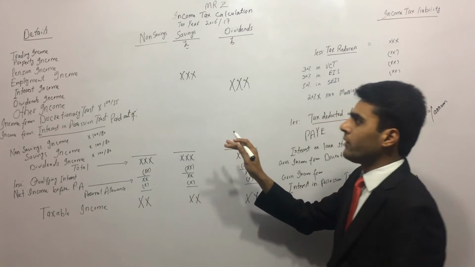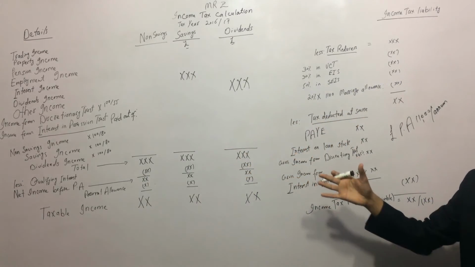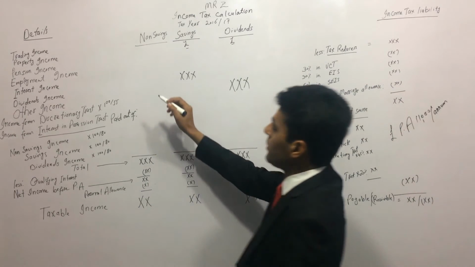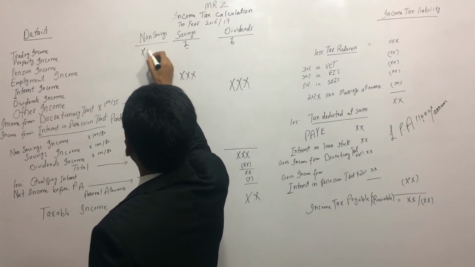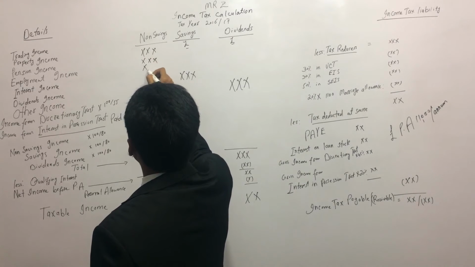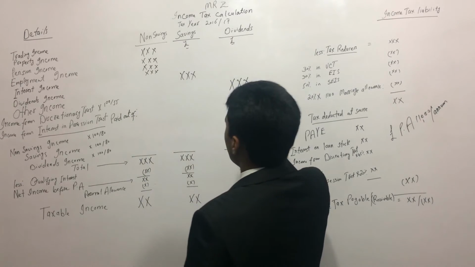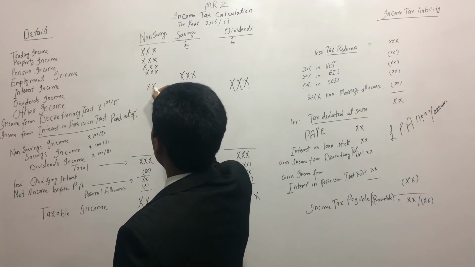Now these are only two sources of income which go into the different sections. The rest of the stuff will go into the non-savings. Right? So let's go ahead and put that in here. So trading income will go into the non-savings, property into the non-savings, pension into the non-savings, employment into the non-savings, and interest into the savings, dividends into the dividends, other income into the non-savings.